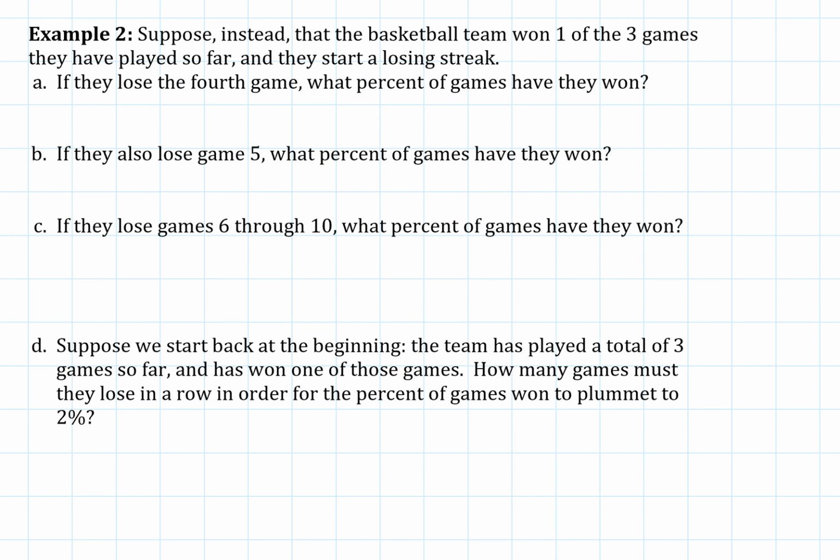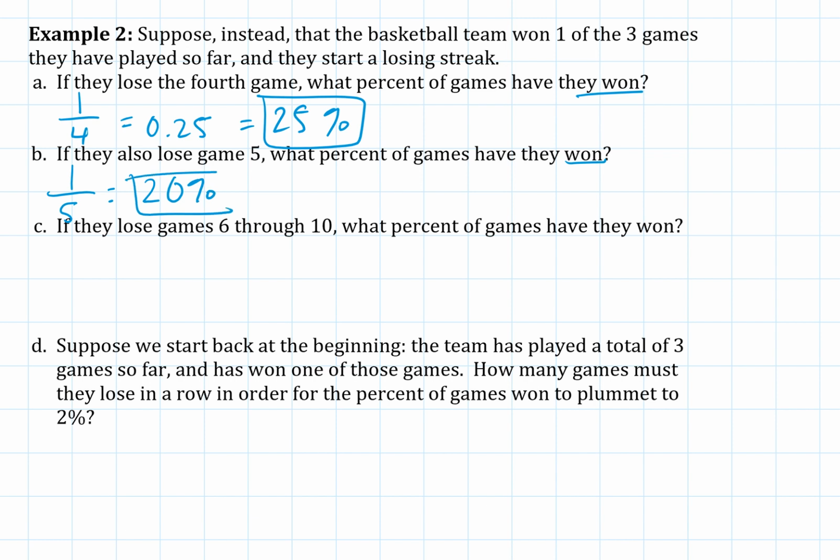Okay, suppose instead that you've won 1 out of 3. This is starting at the beginning. Oh, but we're on a losing streak. If you lose the 4th game, how many games have they won? Well, they've only won 1 out of 4, so that would be 0.25 or 25%. If they also lose game 5, they've won only 1 game out of 5 games, so their average is going down to just 20%. If they lose games 6 through 10, oof, you've only won 1 out of 10 games, so now your winning average is 10%.